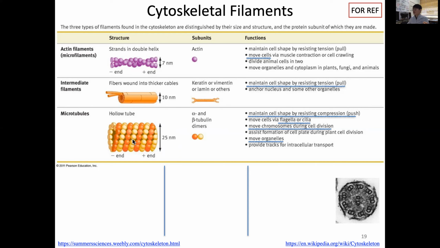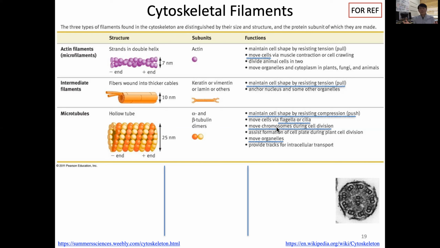However, this one also composes flagella or cilia. So this is a nice electron microscope cross-cut, and you see these circular ones are actually microtubules. An important role of microtubules is moving chromosomes during cell division. And along the microtubule, in a neuron for example, you have very long fibers, the axon track. You have to move organelles along with this microtubule.